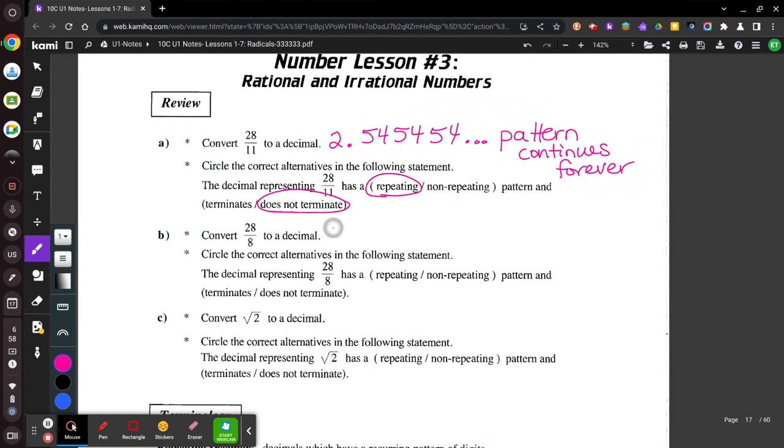Now let's take a look at the number 28 divided by 8. This time we're going to get a decimal of 3.5. So this one is non-repeating. This guy would be called a terminating decimal. So this guy terminates, meaning he stops or ends. This decimal doesn't continue. So it's non-repeating, and it terminates, which means it stops or ends.